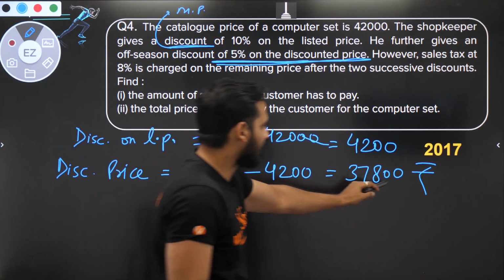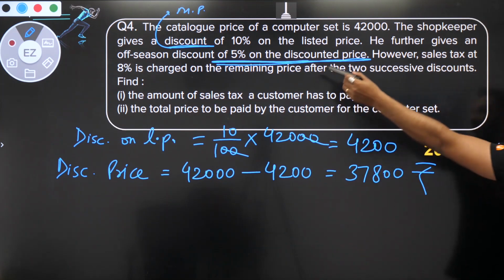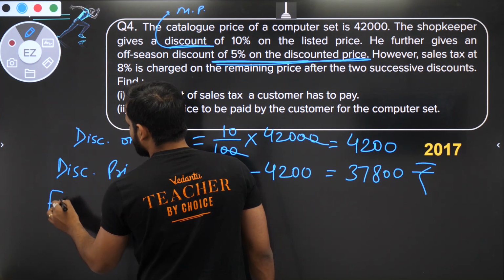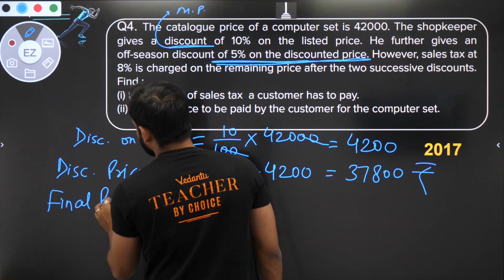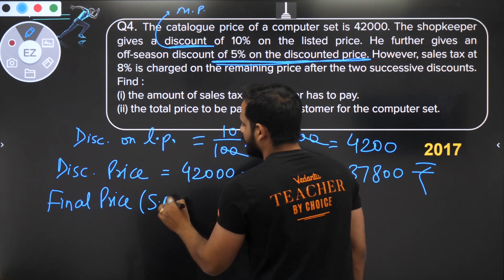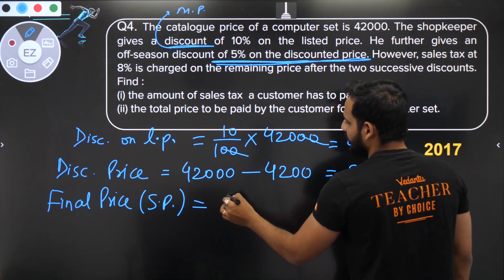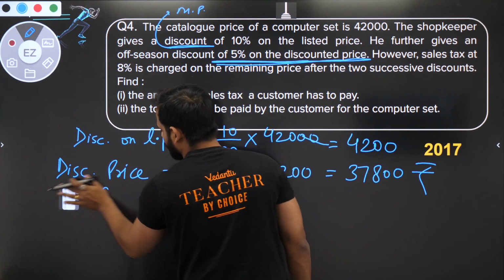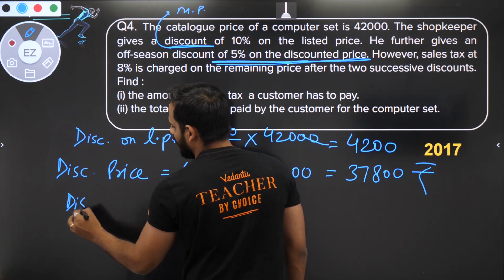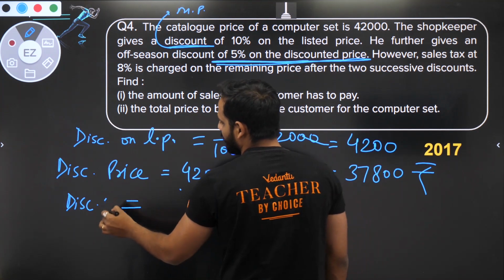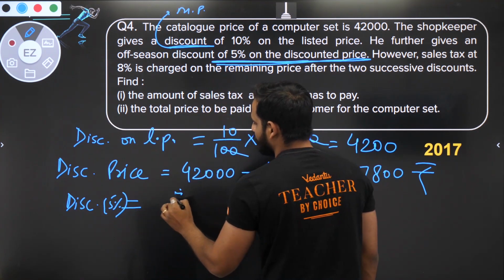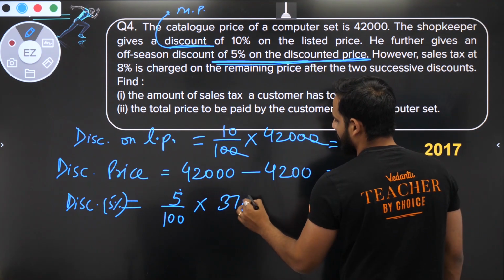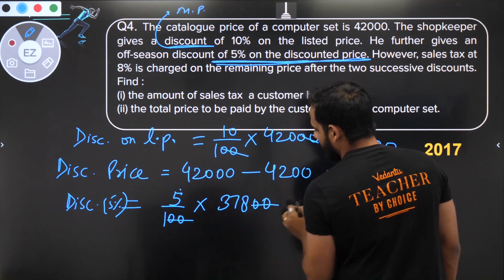Now on this price, I am giving 5% more discount. So now I can say the final price, or in this case it will be the selling price, will be 5% more discount. Okay, so first calculate the discount only. The discount at 5% will be equal to 5 by 100 of 37,800. So what will you be getting?